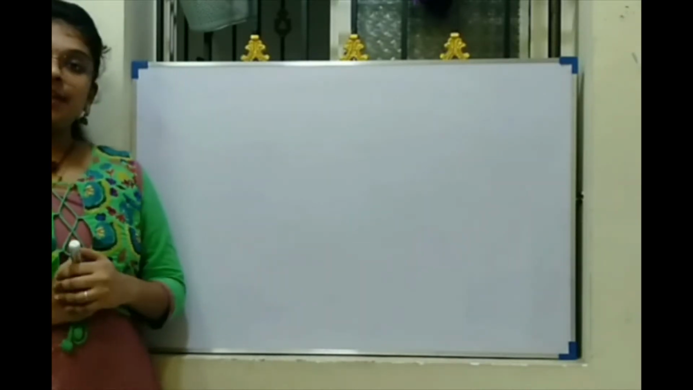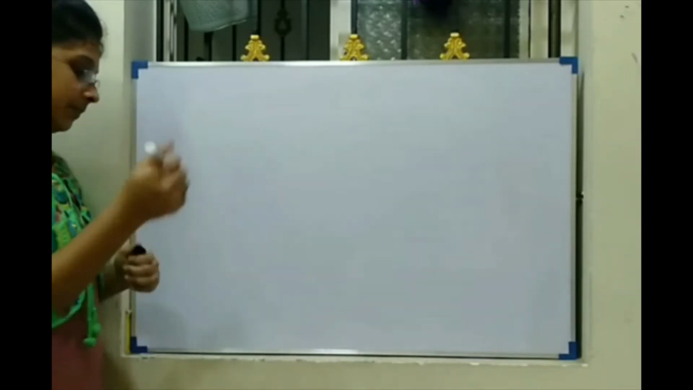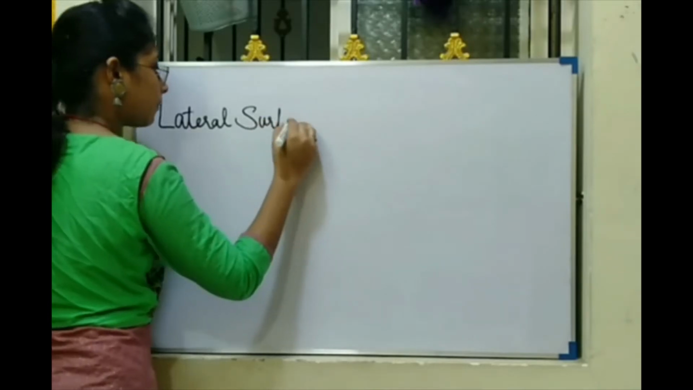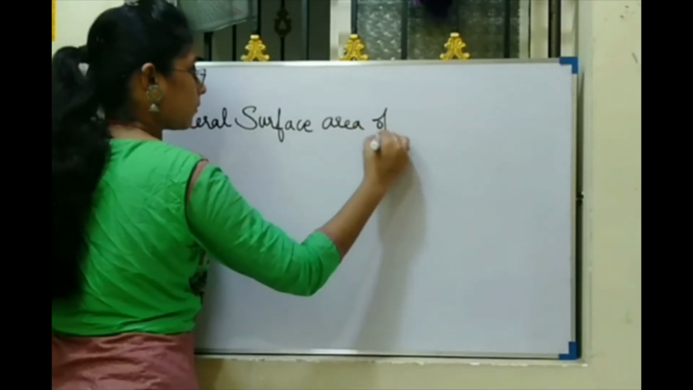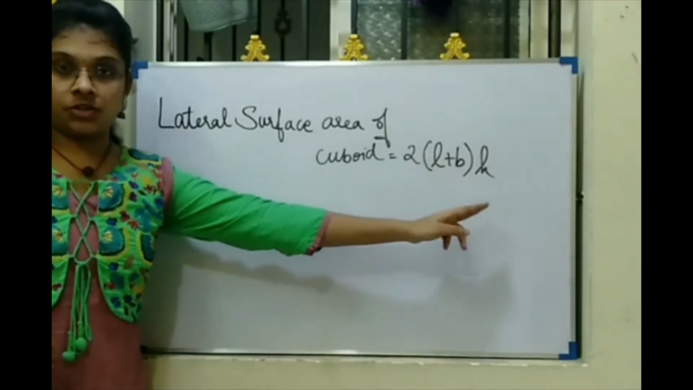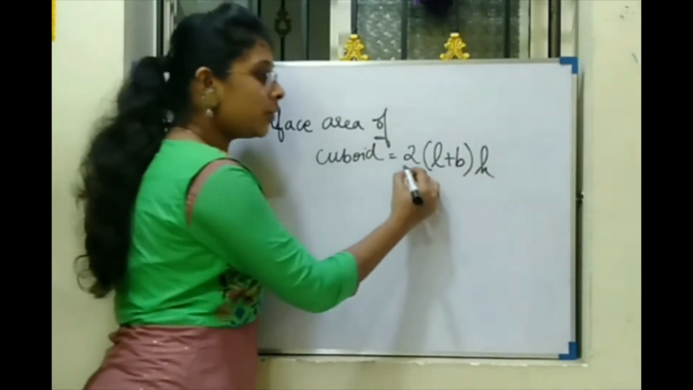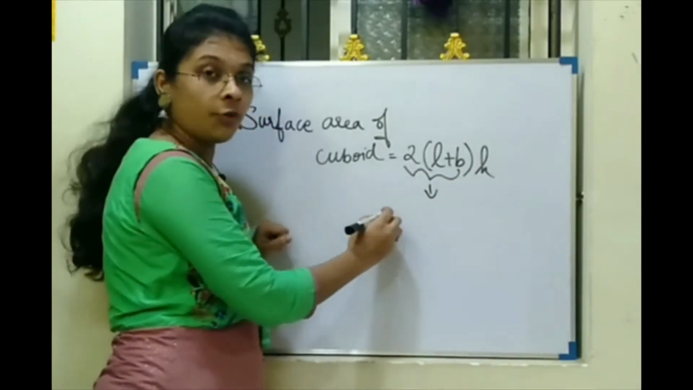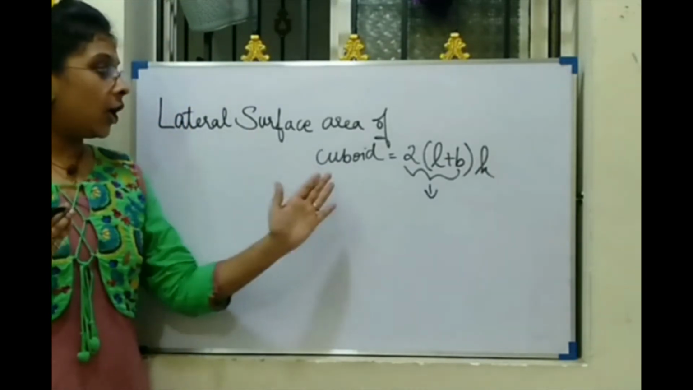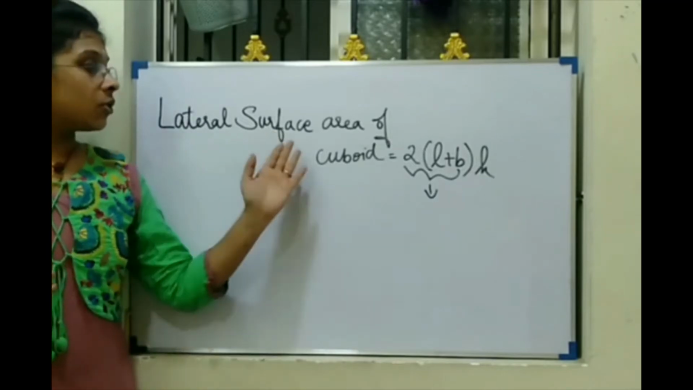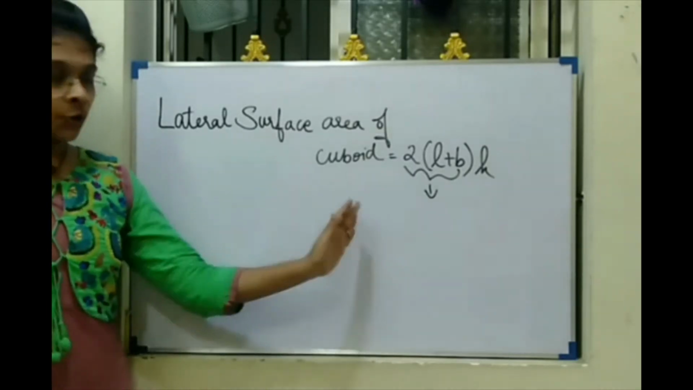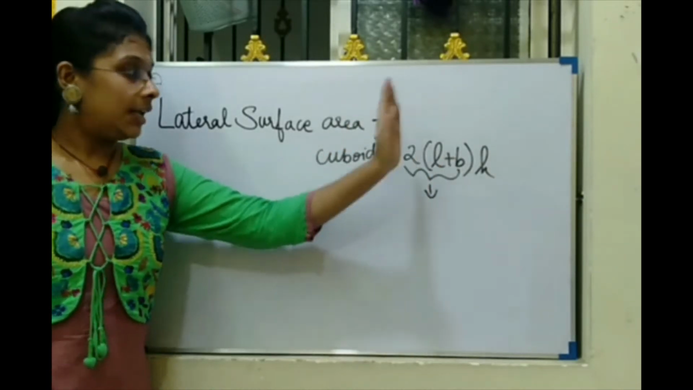Now, lateral surface area of a cuboid, LSA of a cuboid. Lateral surface area of a cuboid is equal to 2 into L plus B into H. This seems familiar, right? 2 into L plus B is the perimeter of a rectangle. For your easy understanding, I am referring to this so that you can easily remember the formula. The perimeter of the rectangle into height will give you the lateral surface area of the cuboid, that is 2 into L plus B into H.